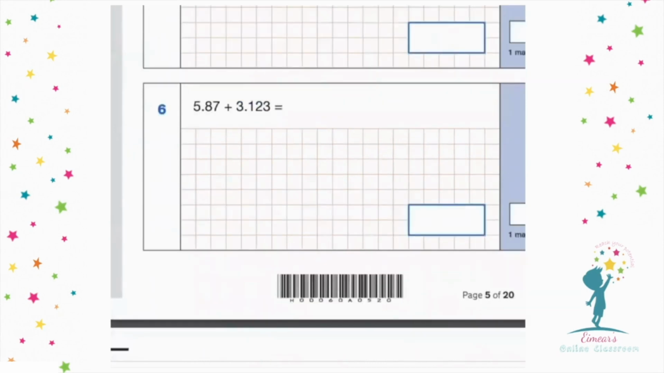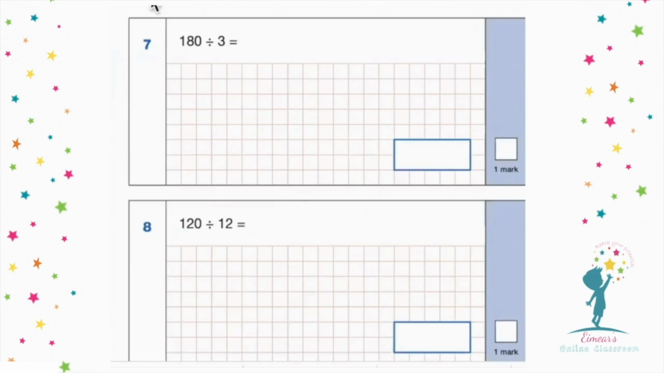Question 6. This is all about placing our decimals in the correct place value. So we have 5.87. So you line it up with your decimal, and then we have 3.123. This is zeroing to make it easier. Put your addition sign in, draw a line, and then just add them up. Starting with the smallest value, 3. 7 plus 2 is 9. 8 plus 1 is 9. Remember to include your decimal. 5 plus 3 is 8, so our answer is 8.993.